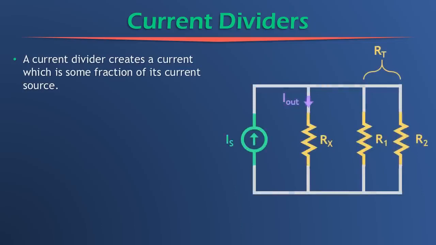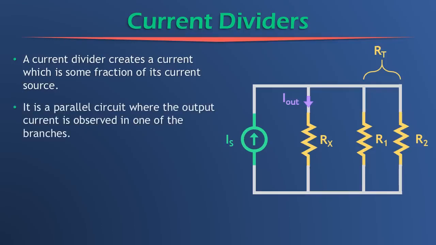And this is what one looks like. This is the general schematic of a current divider. A current divider is a parallel circuit where the output current is observed in one of its branches. In this case, it's the current through the branch consisting of Rx, the current I out going through this branch. And so the first step to finding I out is to first find this value RT.